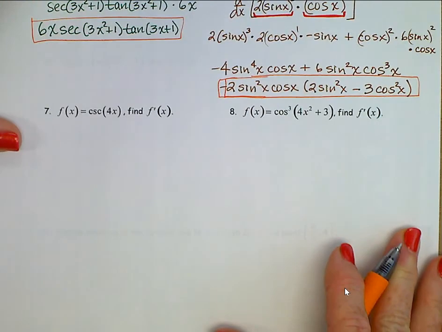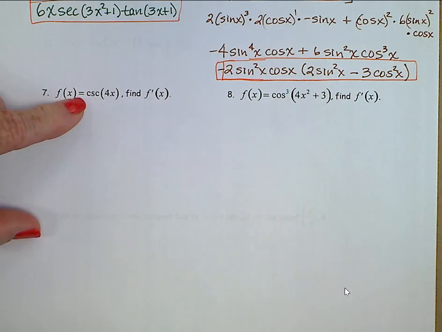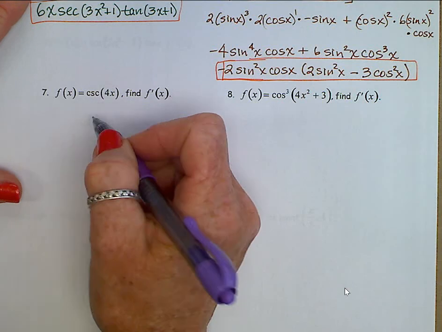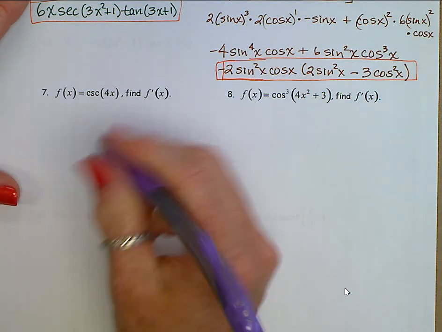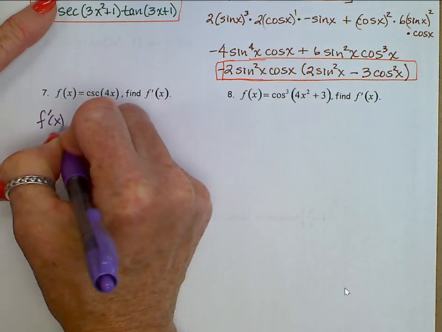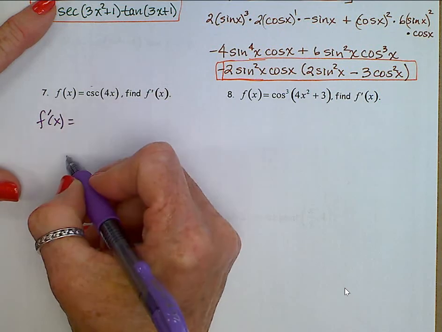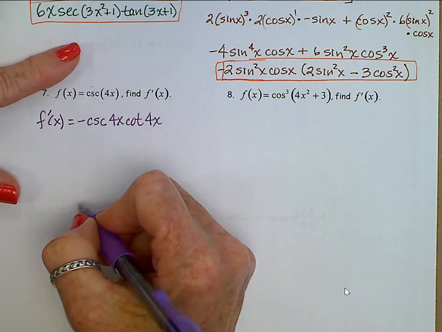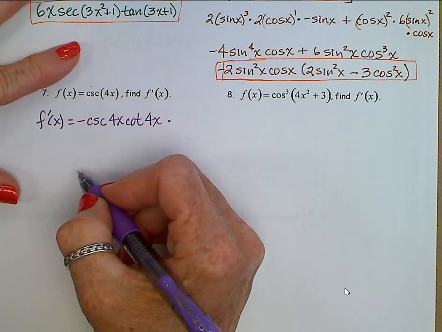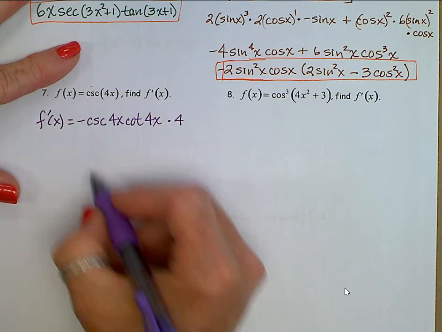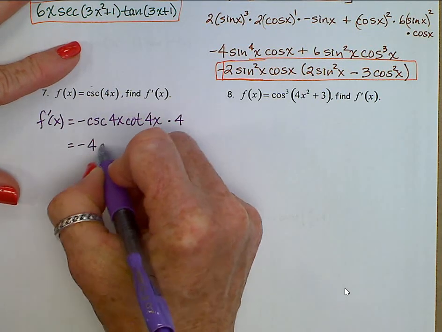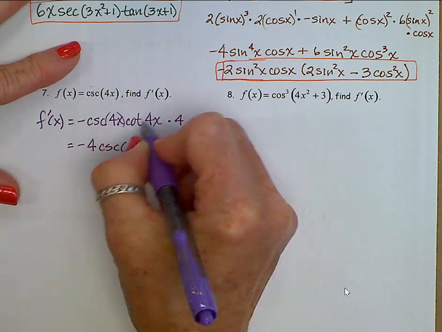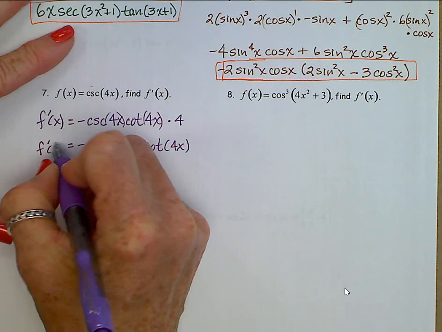Okay, let's come down here and look at this one. f of x is cosecant of 4x. Find f prime. The derivative of cosecant is negative cosecant cotangent. Now, you gotta be careful when I say that, I don't say the argument, but it's there. For f prime, we have to start on the outside, do the derivative of cosecant, which is negative cosecant cotangent times the derivative of the inside, which is 4, and then just clean this up and pull that 4 around front. Negative 4 cosecant 4x cotangent 4x. That's it. Done. Isn't that nice?